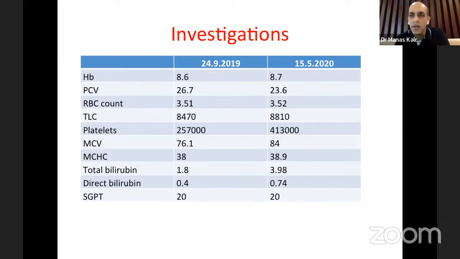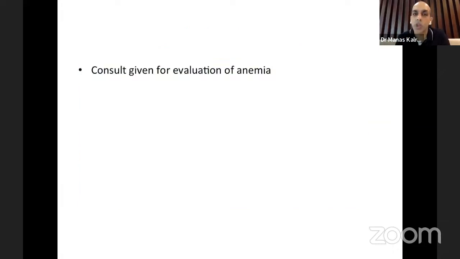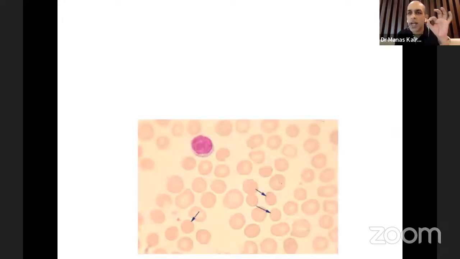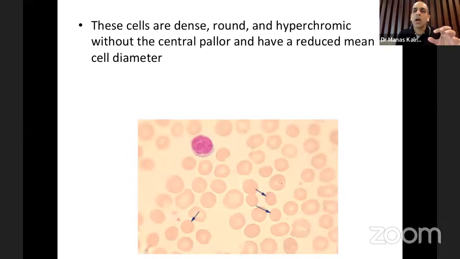But a typical thing to observe here, and I'll bring your attention to that, is MCHC. Now, if your MCHC is higher than 35, and you are dealing with a child with anemia, splenomegaly, recurrent jaundice, or recurrent anemia, please keep hereditary spherocytosis in your mind. At that point of time, a consult was given to us for anemia. And what we did was, we just did a magic, came and asked the family history, and the father said, yes, somebody told me that my spleen is enlarged, or he may just say that I had a gallstone surgery very early in life. And you know that this is a typical case of hereditary spherocytosis. The spherocytes are round, dense, and hyperchromic.